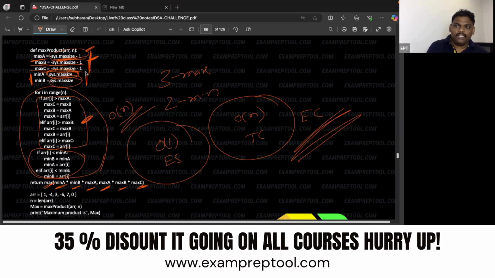In every programming language, some way is there. For those who are confused, initial maximums are minus infinity, and initial minimums are plus infinity. Don't think much about this. But in Python, this kind of facility is there, you can utilize it.